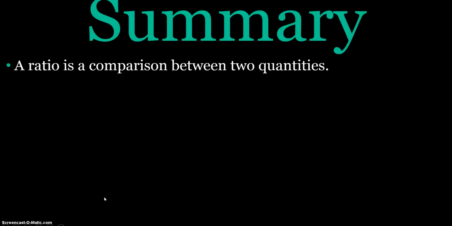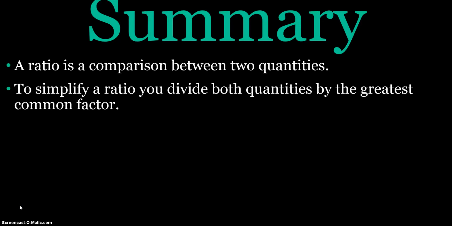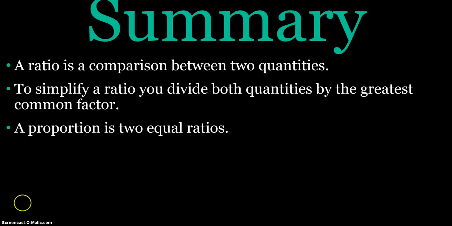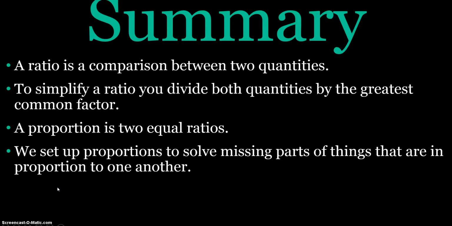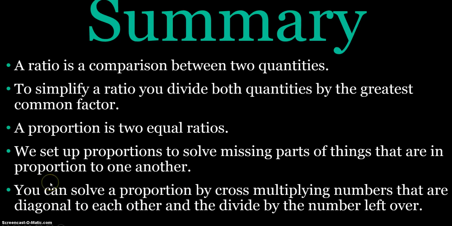So in summary, a ratio is a comparison between two quantities. To simplify a ratio, you divide both quantities by the greatest common factor. A proportion is two equal ratios. We can set up proportions to solve missing parts of things that are in proportion to one another. You can solve a proportion by cross-multiplying the numbers that are diagonal to each other and then divide by the number left over.